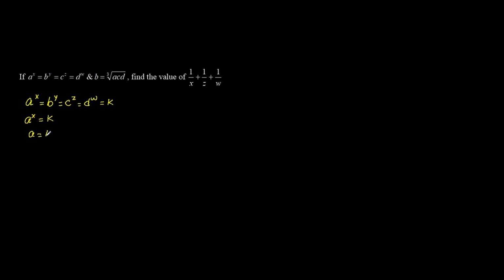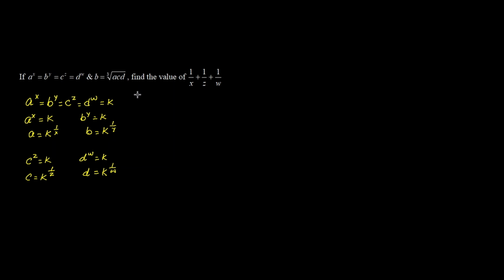a equals k to the power 1 over x. Then we have b to the power y equals k. So we have b is equal to k to the power 1 over y. We have c to the power z is equal to k. So we get c is equal to k to the power 1 over z. And then we have d to the power w is equal to k. So we have d is equal to k to the power 1 over w.